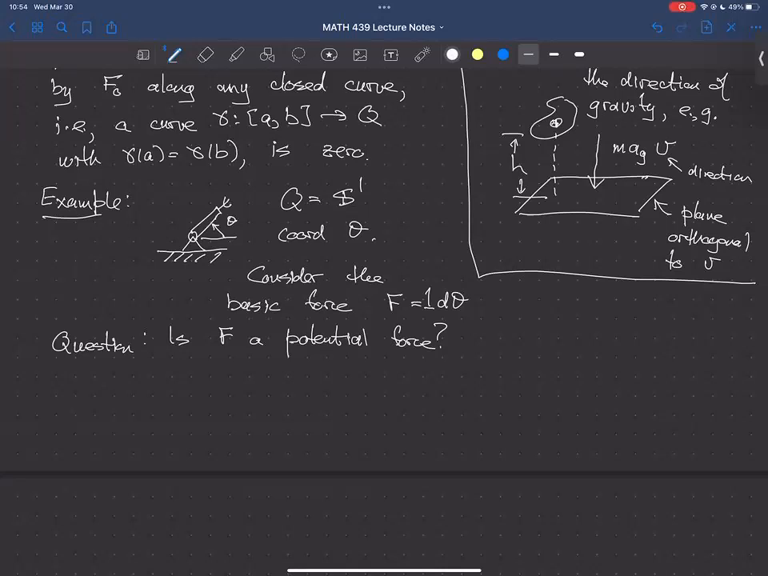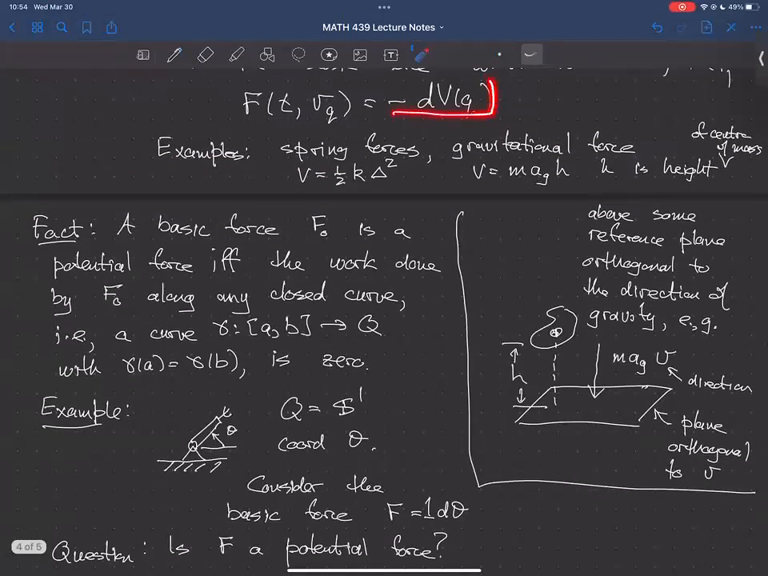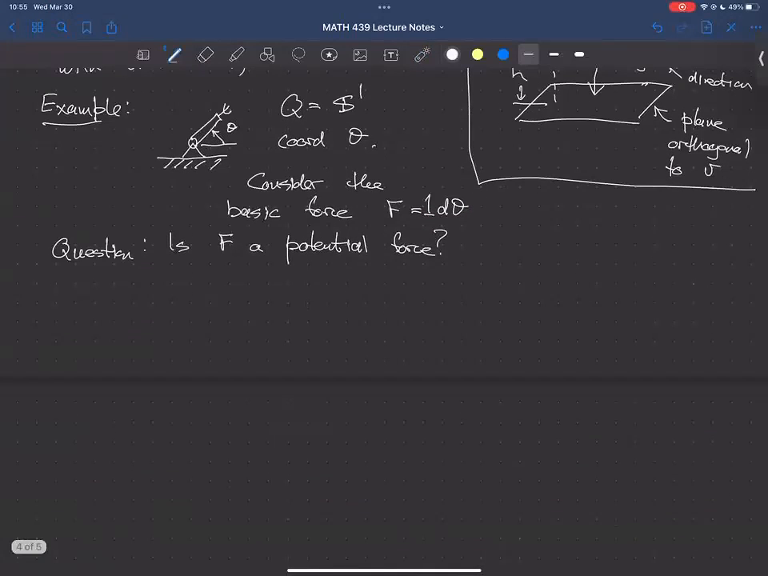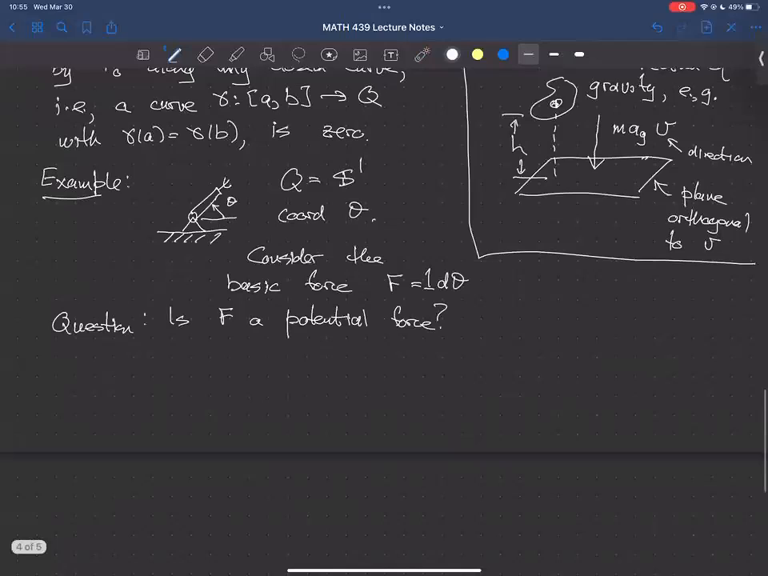Well, obviously it is, because it's the differential. A potential force is one which is the differential of a function, and I've written it like it's the differential of a function. So obviously the answer is yes. But of course the answer is no. Let's see why, and at the same time see why this thing, although it looks like it is, is really not the differential of a function. To verify that this is not a potential force, let's take a look at that characterization. Let's take a closed curve.